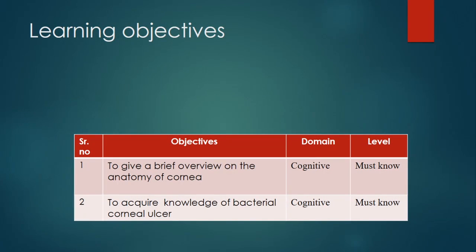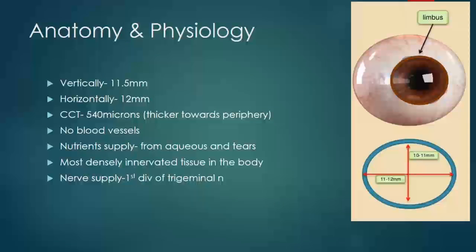As far as bacterial corneal ulcer is concerned, it is one of the major topics for exam as well as a very important topic for clinical ophthalmology. It's a must-know in ophthalmology. Beginning with the anatomy and physiology of cornea.